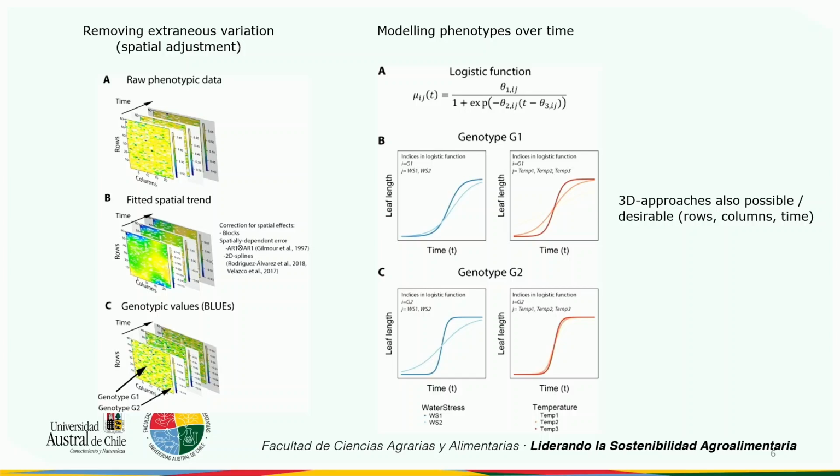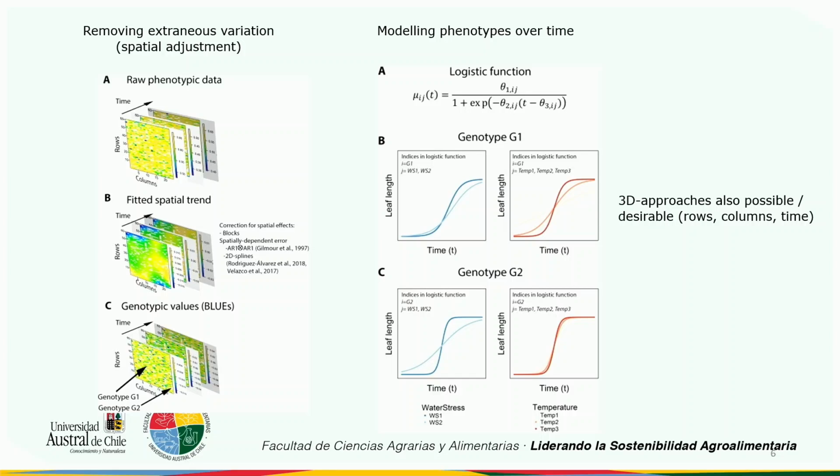This is just a cartoon example in which we have two genotypes that are very contrasting in their response to drought and heat. For example, here we have genotype 1, that when we change water availability, the dynamics don't change so much. So if we extract the parameters describing those curves, those parameters would be the same, irrespective of the water level, or almost the same.